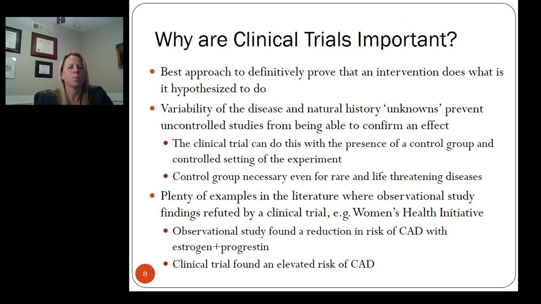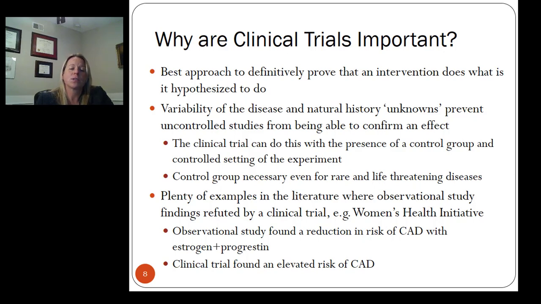Now, why are clinical trials so important? Well, they are viewed as the best approach to definitively prove that an intervention does what it's hypothesized to do. And it is because of known variability of diseases and natural history unknowns which prevent uncontrolled studies from being able to confirm a treatment effect. So a clinical trial that includes a control arm can essentially establish or confirm a treatment effect. And as a side note, even for uncommon or rare or even life-threatening diseases, a clinical trial must or should include a control arm in order to confirm a treatment effect of whatever sort of intervention exists.